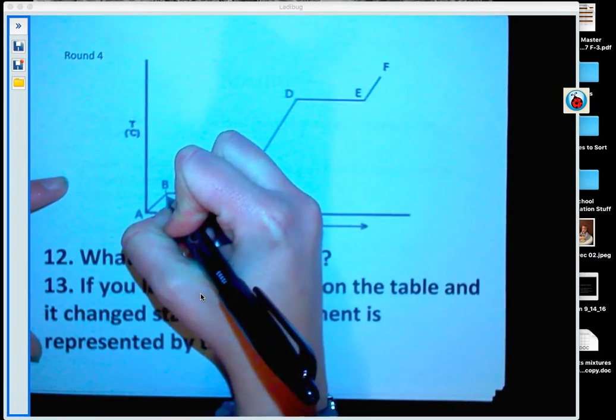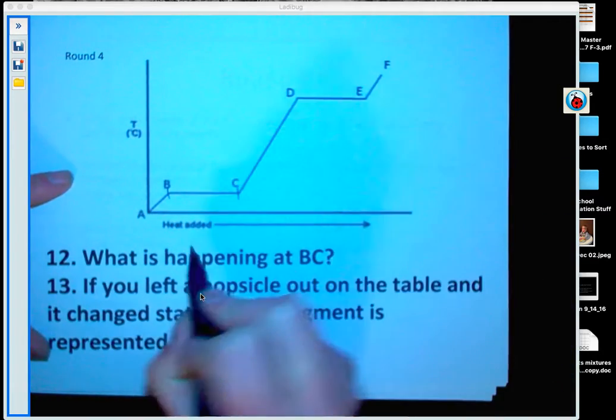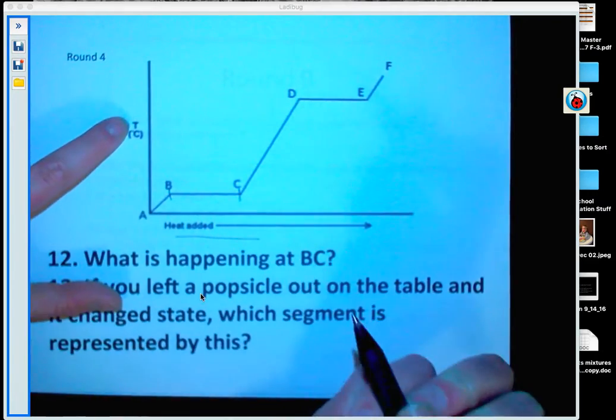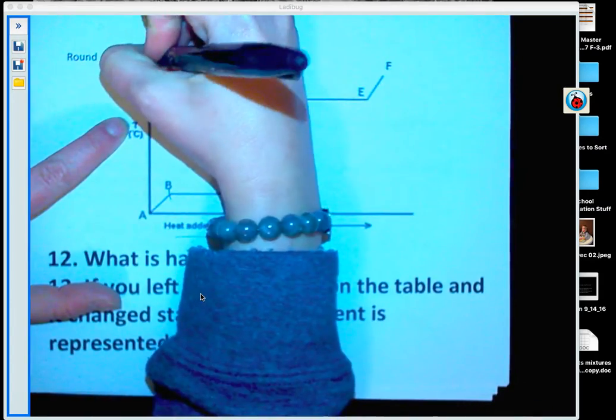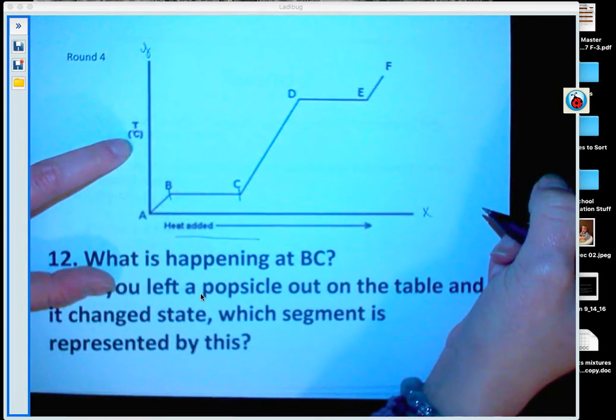Okay, so it says, what is happening at BC? That literally means the segment of this line from B and C. This is telling us that heat is being added, and this y-axis is our temperature in degrees Celsius.